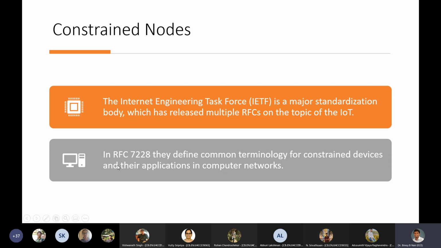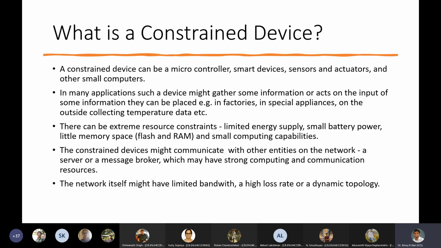The definition was actually put in terms of RFC 7228. RFC is request for comments. IETF frequently brings out these things as RFCs. They have a document and they look at the comments coming in from the stakeholders, and based on that they will either refine it, abandon it, or keep it as it is. This is also available on the internet. You can just check RFC 7228. You can download its PDF version or look at the text file. It's freely available.